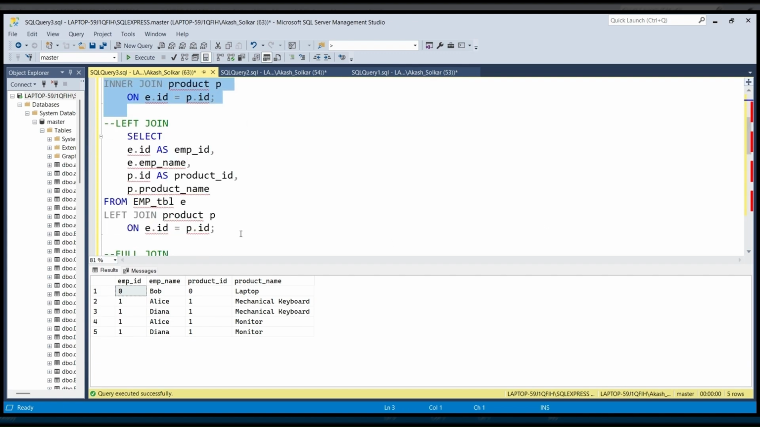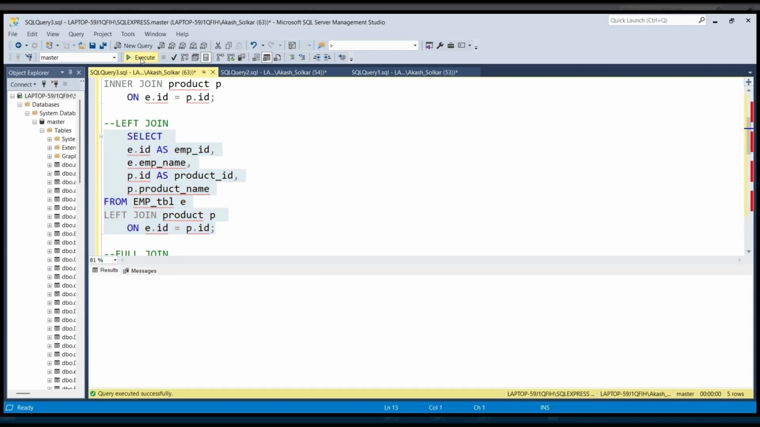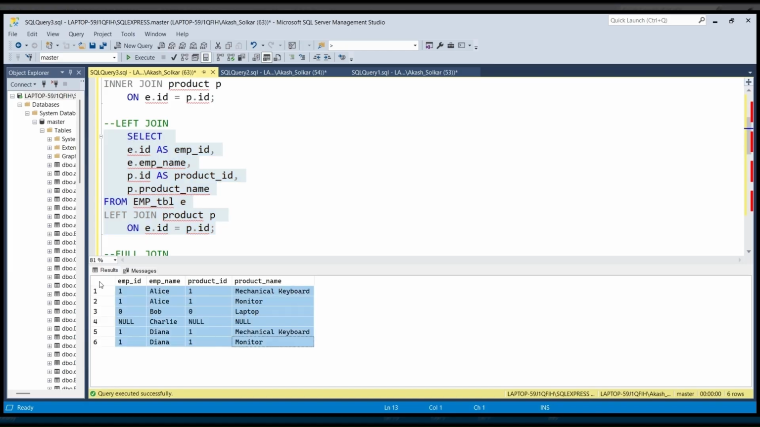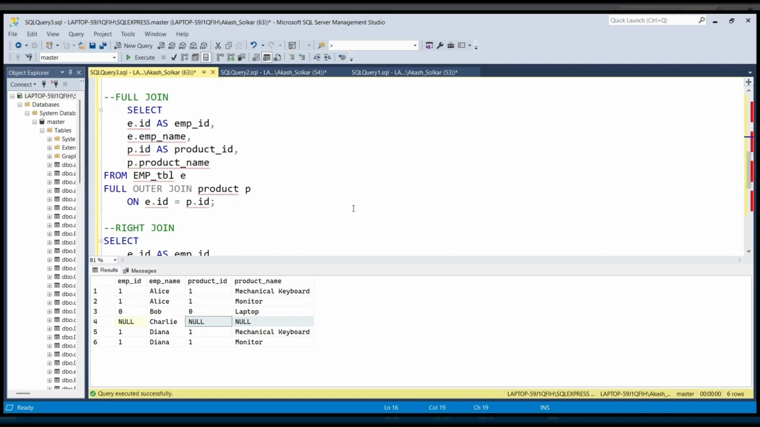In a left join, left join is nothing but the matching rows from both tables and unmatched rows from the left hand side table. These are the matching rows and this is the unmatched row from the left hand side table. When we do a left join, we get the left hand side record, but on the right hand side we get a null value. Also, for the full join, how many records? 7 records we are getting.